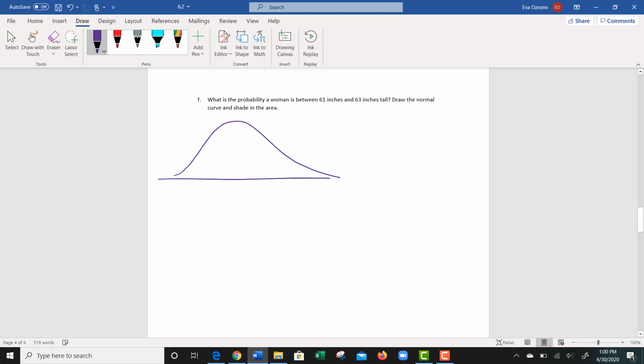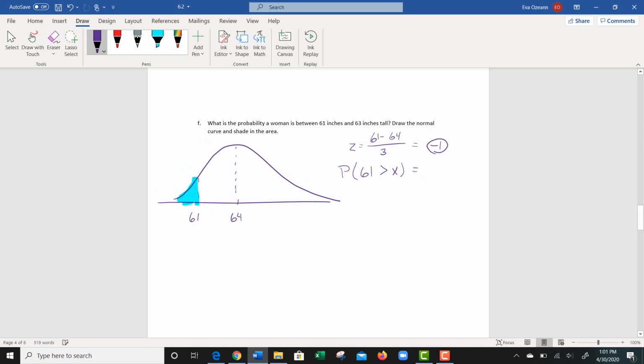So first what we're going to do, so let's see, 64 is right here. First what we're going to do is we're going to find the probability that somebody is 61 inches or shorter. Okay? So in order to do that, the first step is always finding the z-score. So that's going to be 61 minus 64 divided by 3. So that's going to give us a z-score of -1.